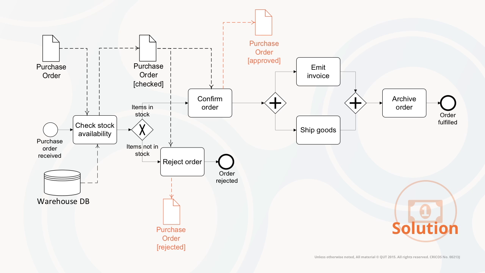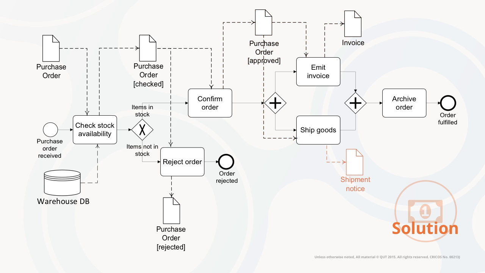Continuing on with our example, activity send invoice requires the purchase order as input to understand what information needs to go into the invoice, and produces an invoice as output. And similarly, ship goods needs the purchase order as input and will produce a shipment notice as output. Finally, activity archive order takes as input the approved purchase order and stores that into an orders database, which is a data store used as output to this activity.